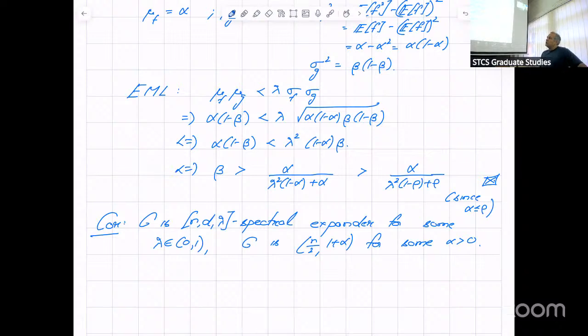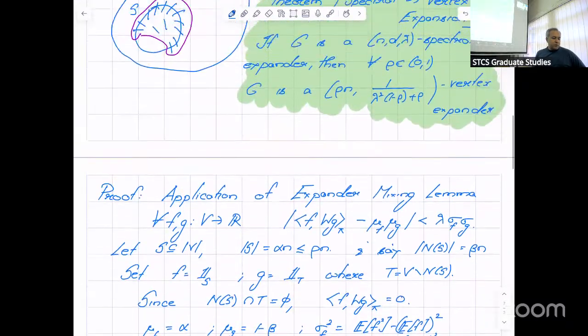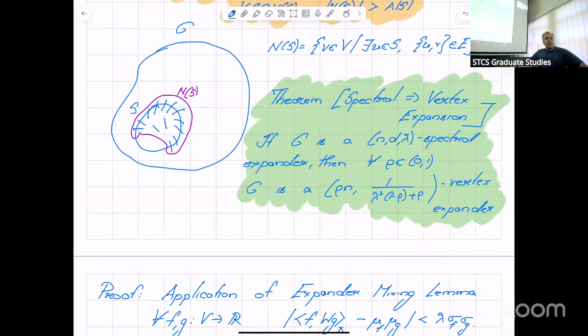What about the converse? Do you expect the converse to be also true? If a graph is a vertex expander, do you expect it to be a spectral expander? Say it's an n by 4 comma 1.2 expander, vertex expander. That is, all sets of size at most n by 4 expand.